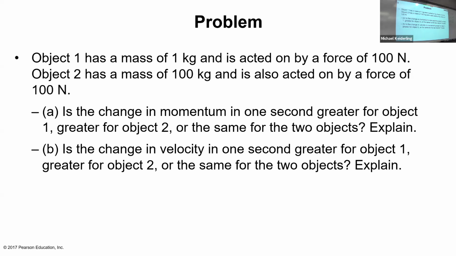So object 1 has a mass of 1 kilogram and it's acted on by a force of 100 newtons, while object 2 has a mass of 100 kilograms and it is also acted on by a force of 100 newtons. Is the change in momentum in 1 second greater for object 1, greater for object 2, or the same for both objects? And then is the change in velocity in 1 second greater for object 1, greater for object 2, or the same for both objects?